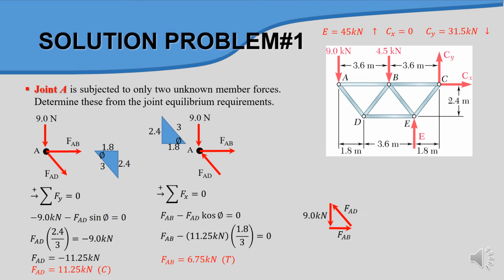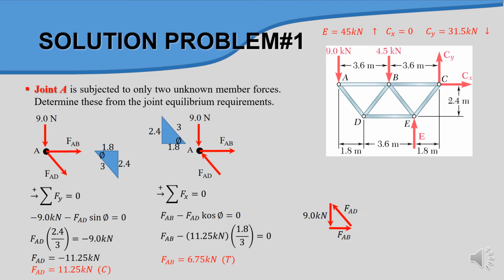For sin theta, we will use the triangle concept. In this case, we do not need to identify the value of the angle. We just proceed using trigonometry, the Pythagoras theorem. This triangle is 1.8, 2.4, and 3. By substituting sin theta is equal to 2.4 over 3, we finally obtain the value of FAD.